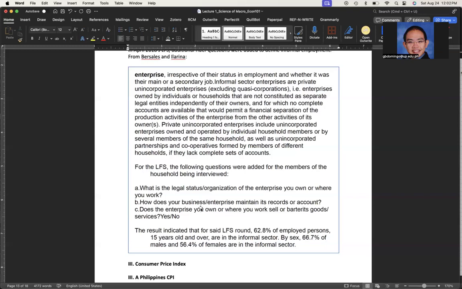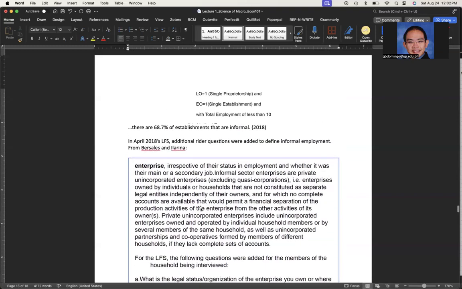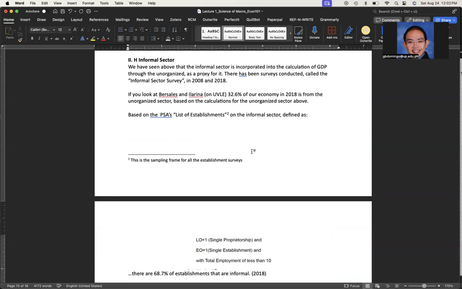All right, so very clearly, that's why it's very important to capture the informal sector, right? Because of the sheer number of employees, the sheer number of establishments, and the fact that they are able to produce 32.6% of real GDP in our economy.